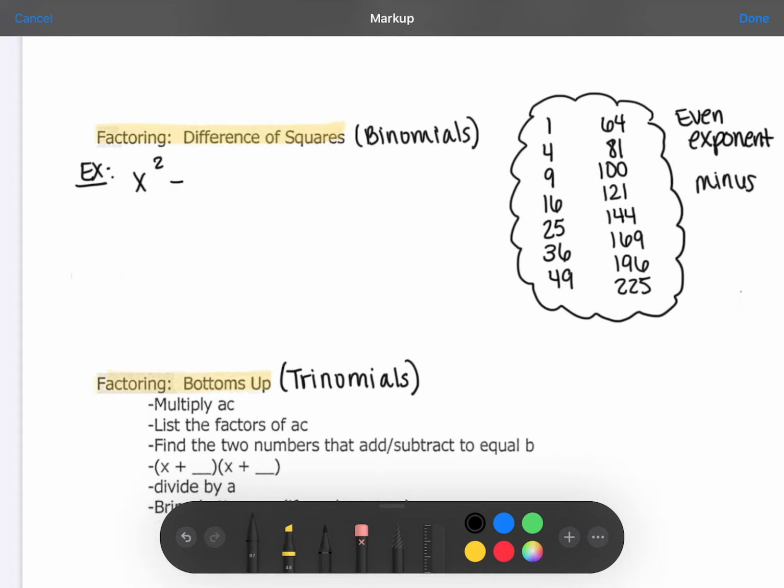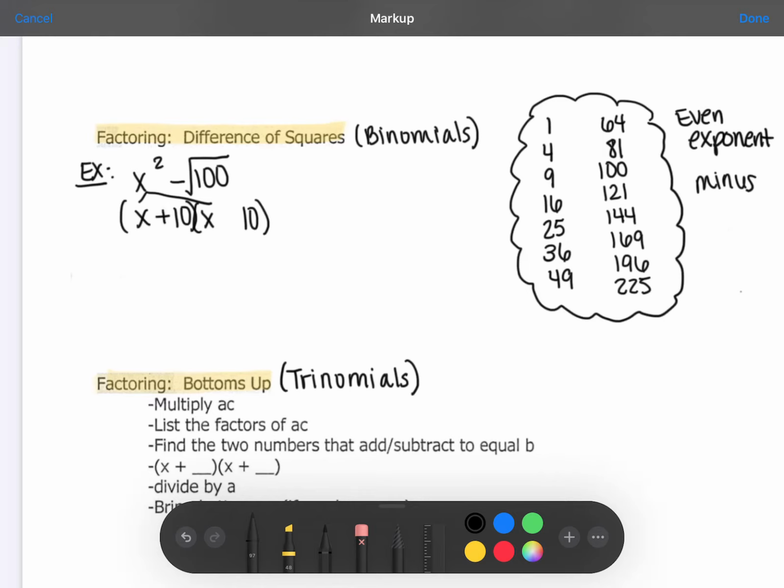So if I have x squared minus 100, if you notice I have an even exponent, I have a minus sign, and I have a perfect square number. So this is difference of squares. Because I have my perfect number, my minus sign, and my even exponent. So what you're going to do is you're going to put up your two houses. You're going to split up that x squared. So an x times x gives me my x squared. And you're going to take the square root of 100, which is 10. So each house gets a 10.